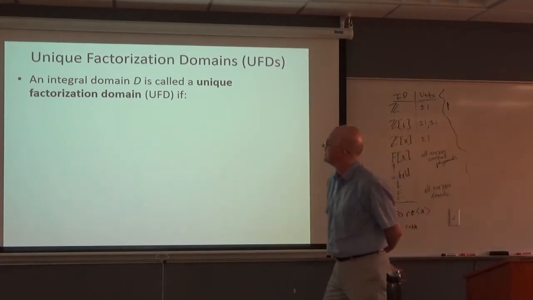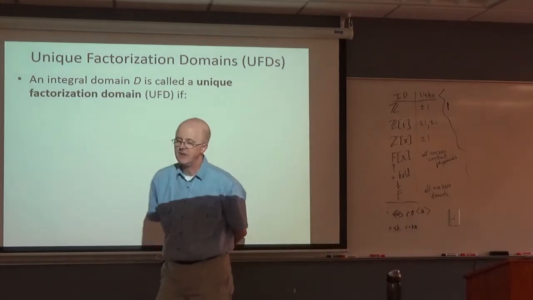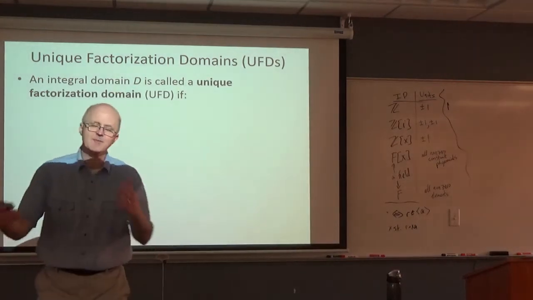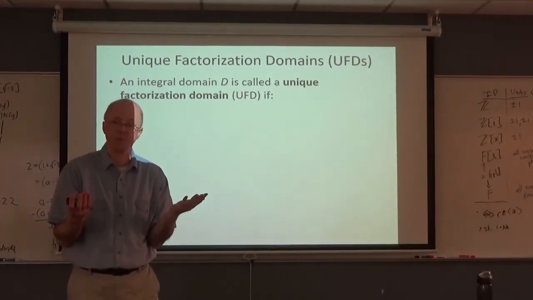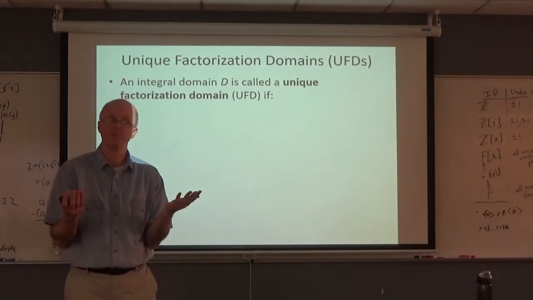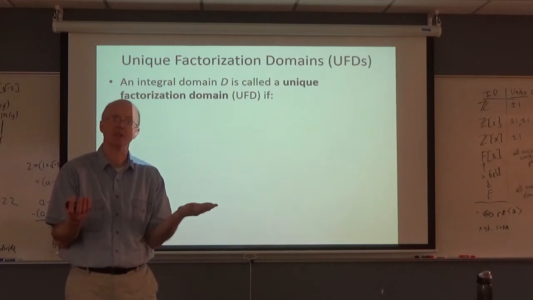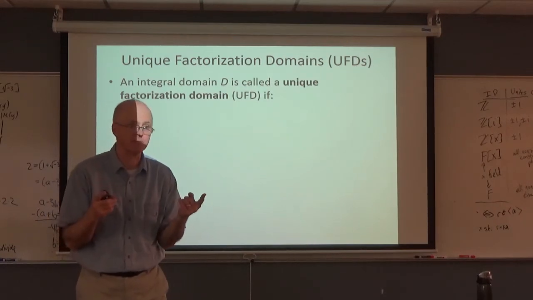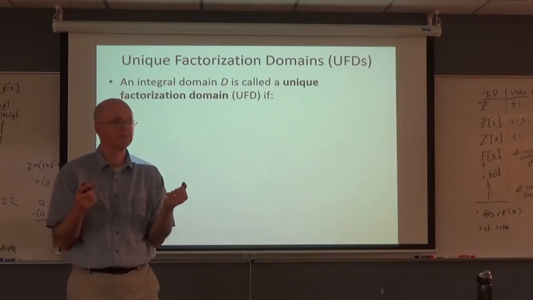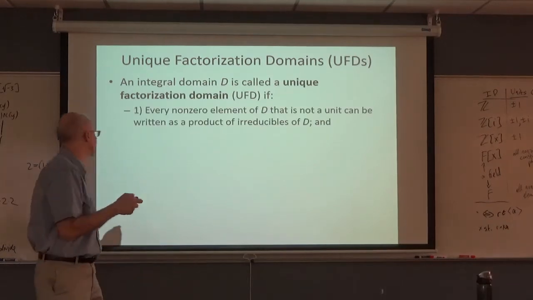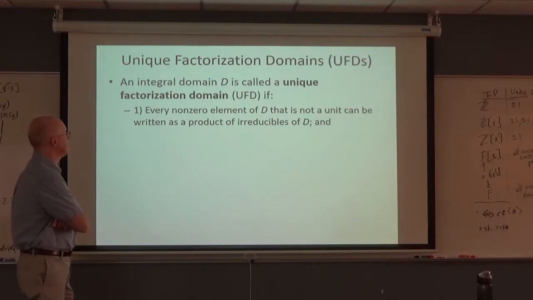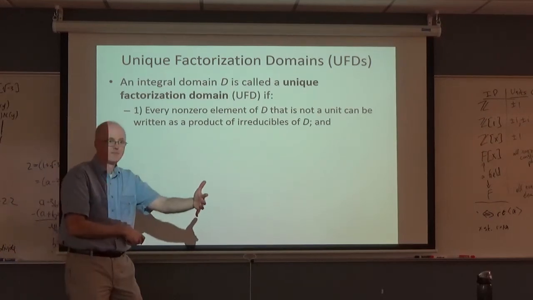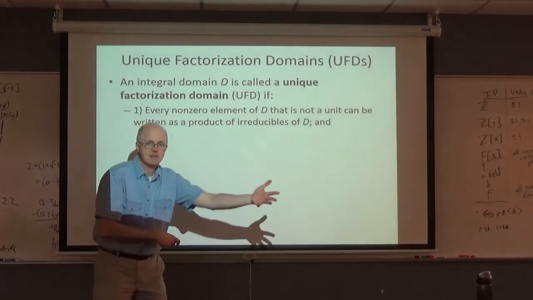An integral domain D is called a unique factorization domain, UFD, if essentially the fundamental theorem of arithmetic holds. We have unique factorization in terms of irreducibles. We say irreducibles, not primes. Two properties. Every non-zero element of D that is not a unit can be written as a product of irreducibles, which in Z are the same as primes.